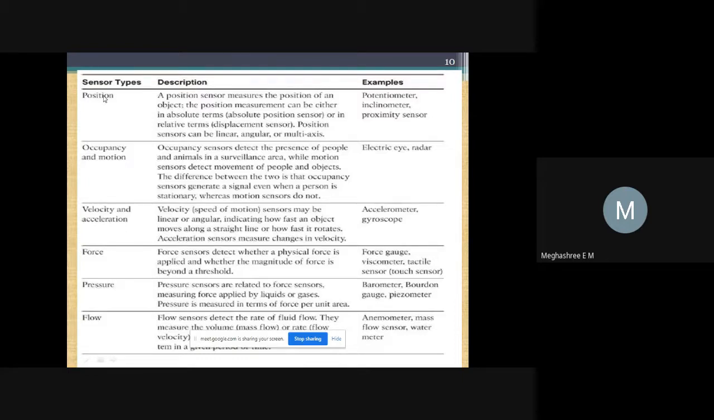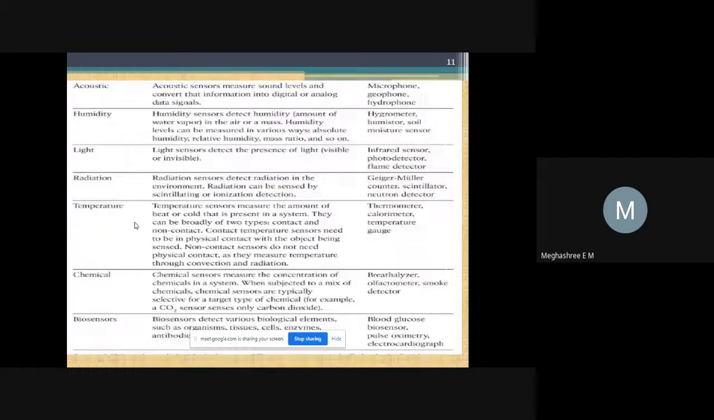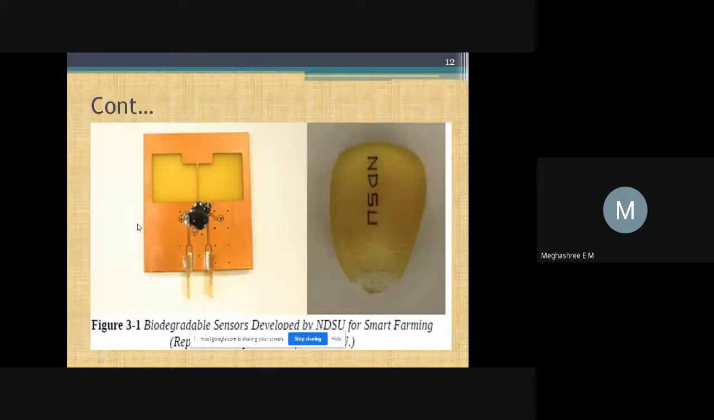Okay, so they can ask you to list out a few sensor types. In that case, based on the marks, you have to write the types and the description of the sensor type and examples for that. Okay, you need not write all the sensors listed here, but based on the marks, you have to write the types. Okay, and next, this is one example which is used in agriculture.